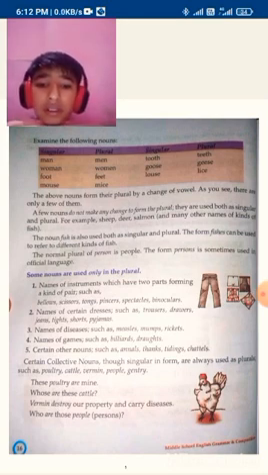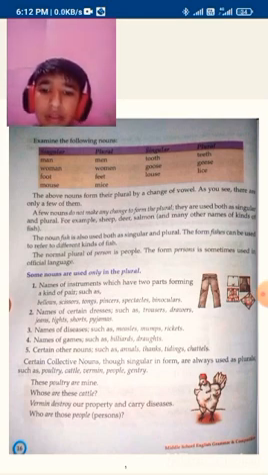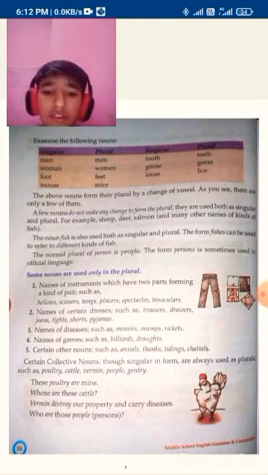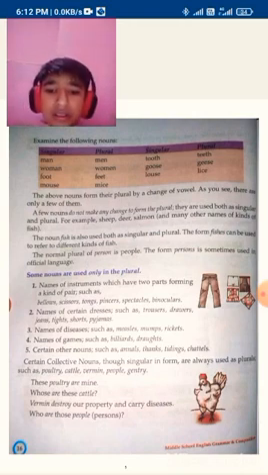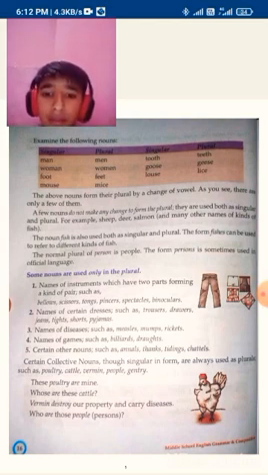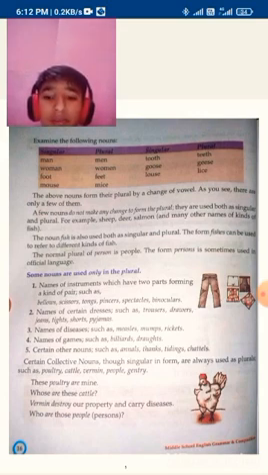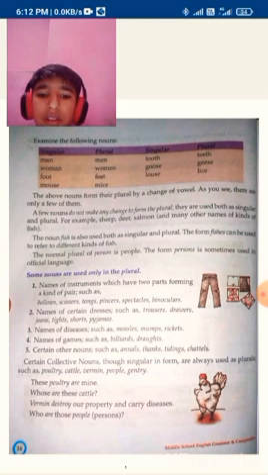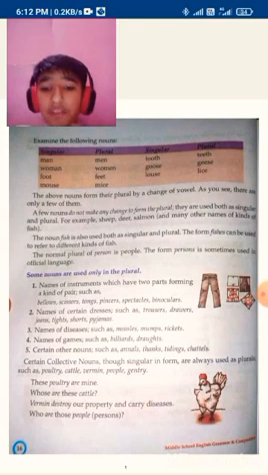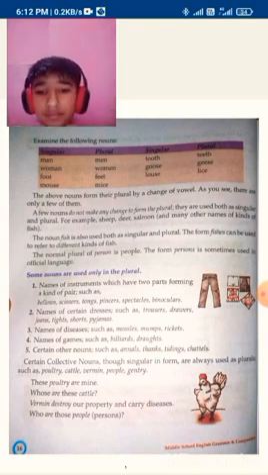Some nouns are used only in the plural. Names of instruments which have two parts forming a kind of pair, such as bellows, scissors, tongs, pincers, spectacles, and binoculars. As we can observe, these words are only used as plural. These words are used when we say a group of them, meaning a pair of them.